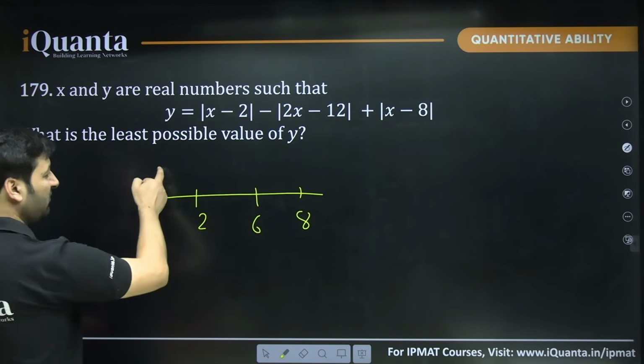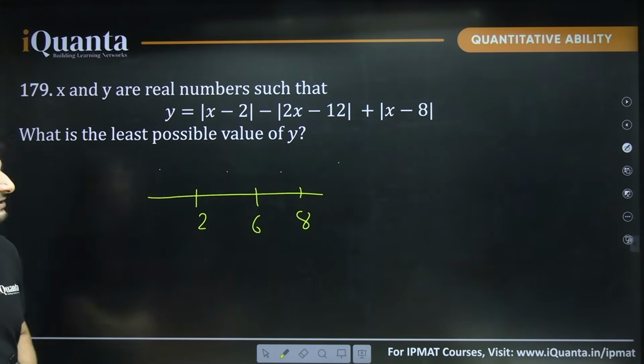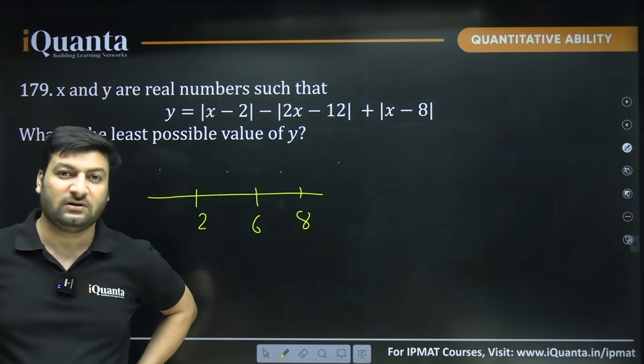There will be 4 equations found, 1, 2, 3, 4 in these 4 ranges, and then you have to find out which is the minimum value possible.